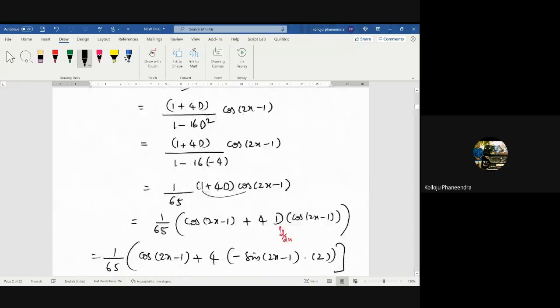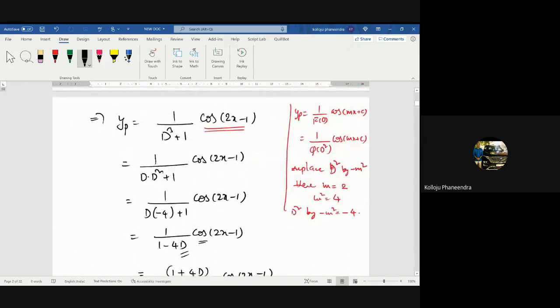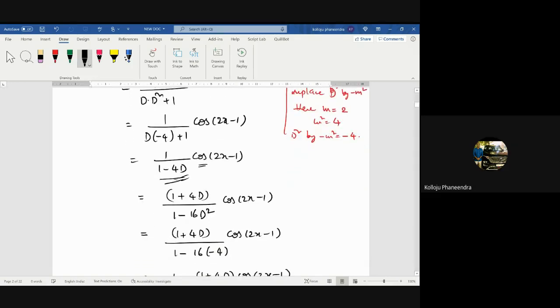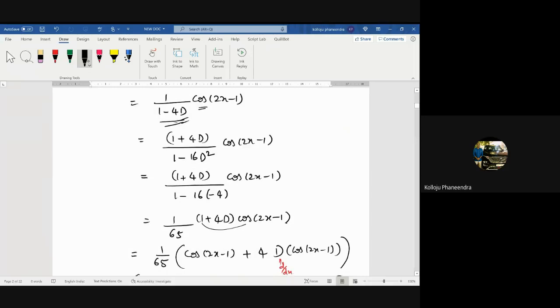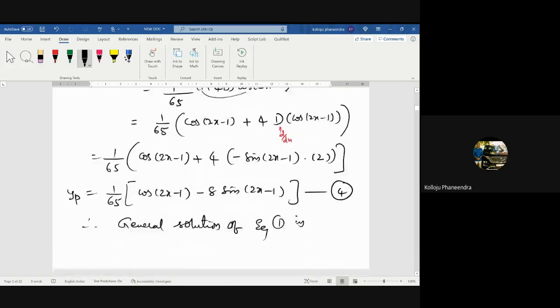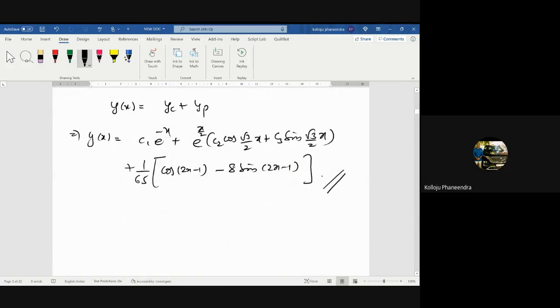The process: what we are doing is writing f of d as a function of d squares. Then operate on cosine mx plus c, replacing d square by minus m square. Then again d terms are there, but d square terms are not there. So we rationalize this and get d square terms, then replace d square by minus m square. Then operate on the numerator, 1 plus 4d, where d stands for derivative, just as usual. Any doubts? You can raise the questions.